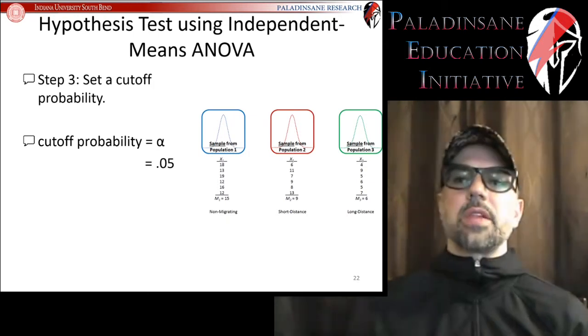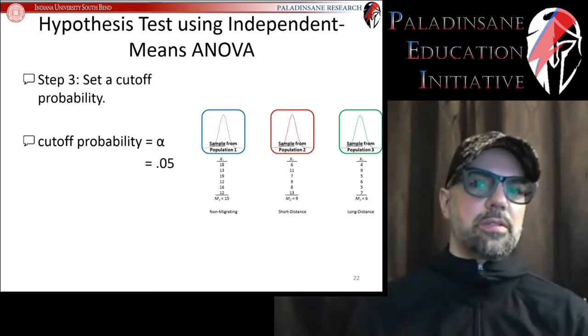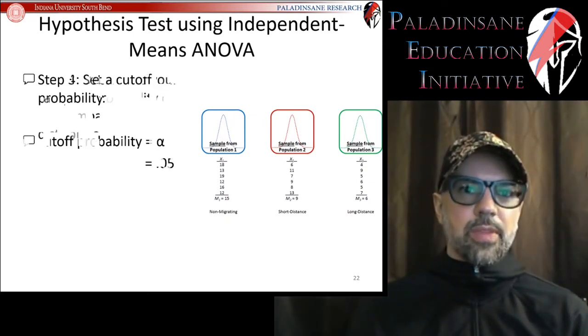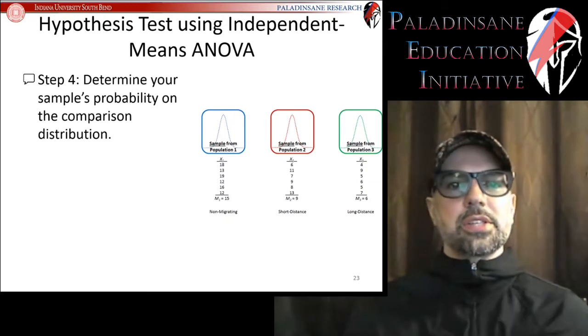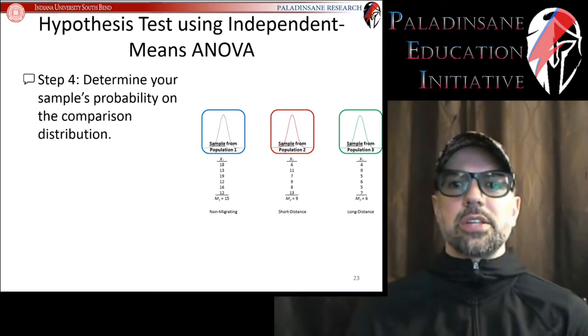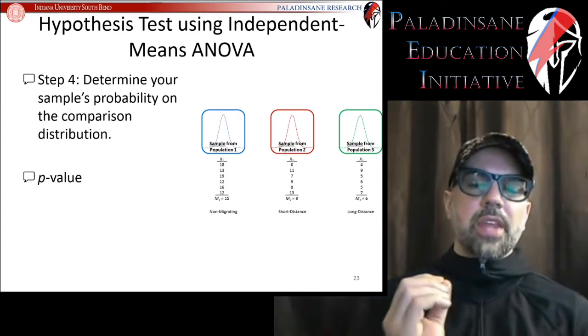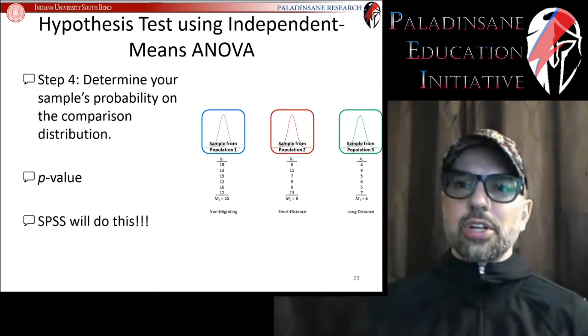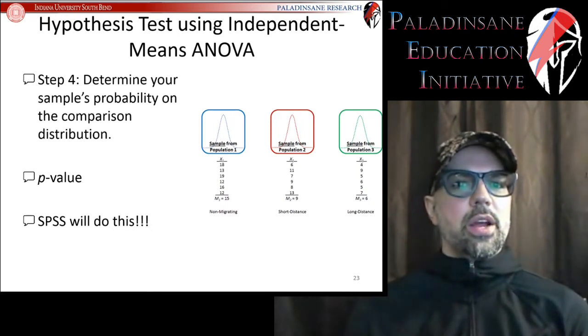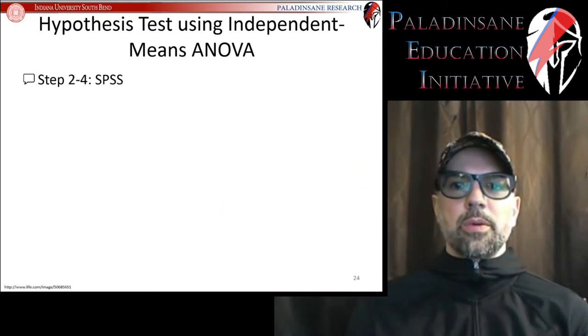In this case, alpha level is 0.05, and that was given to you in the question. Step number 4, determine your sample's probability on the comparison distribution. That is your probability value. That is your p-value, and SPSS is going to do this for you. So we are now going to dive into steps 2 through 4.